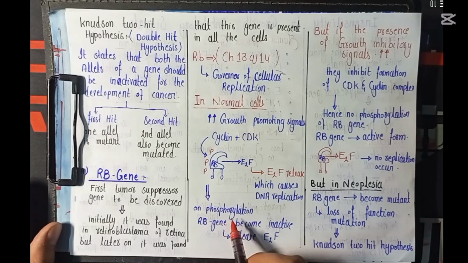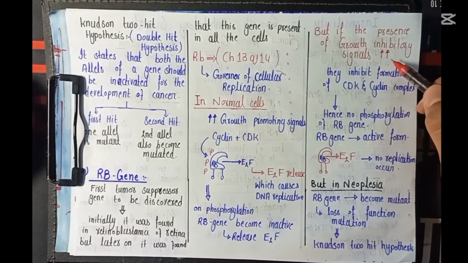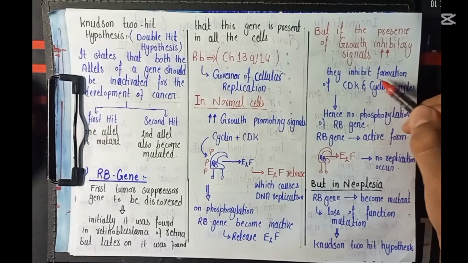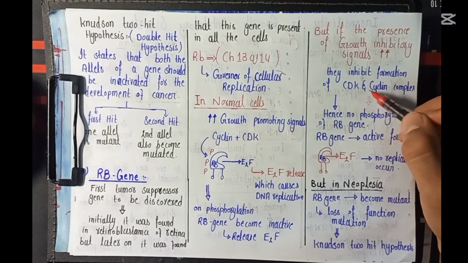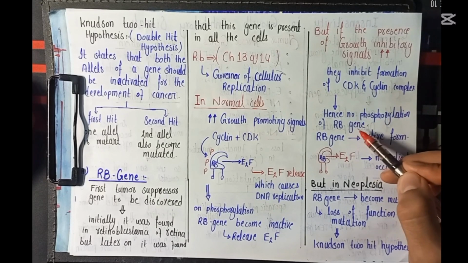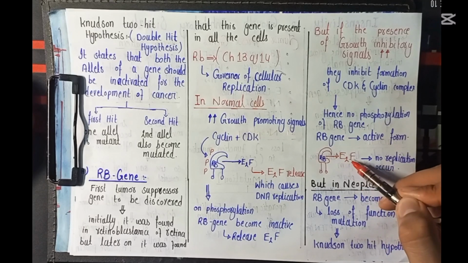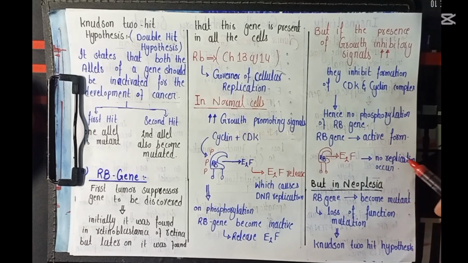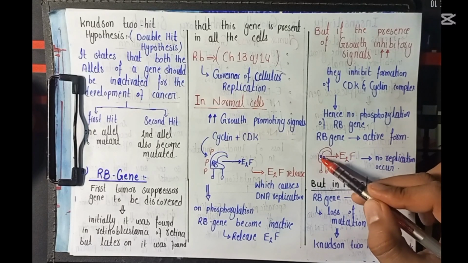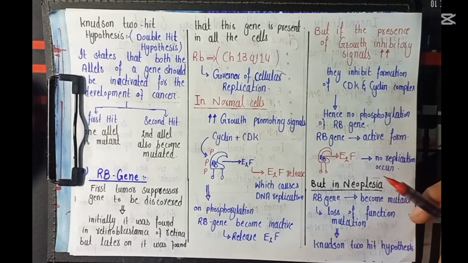So on phosphorylation of the RB gene, the RB gene becomes inactive and releases E2F factor which causes the cellular proliferation. But if there is an increase in the growth inhibitory signals, then these growth inhibitory signals inhibit the formation of the cyclin-dependent kinases and cyclin complex. And when there is no complex formation, then there will be no phosphorylation of the RB gene. And when the RB gene is not phosphorylated, it holds the E2F factor, and there will be no release of E2F factor and no DNA replication. When the RB gene is present in the hypophosphorylated state, we say that the RB gene is in active form and it holds the E2F factor.